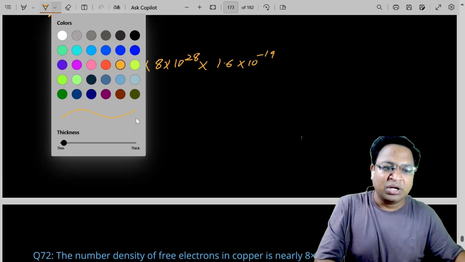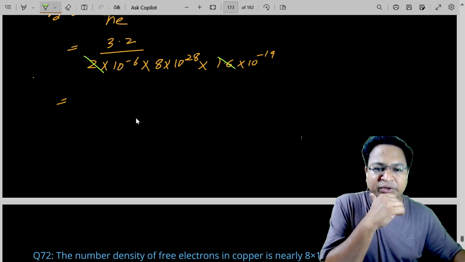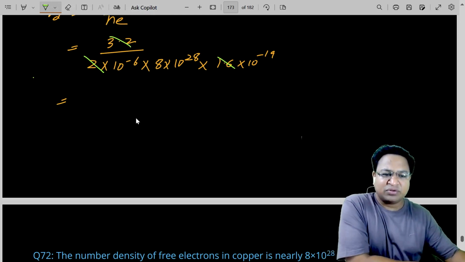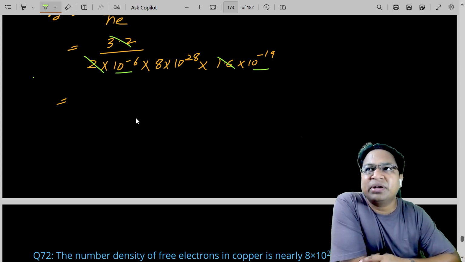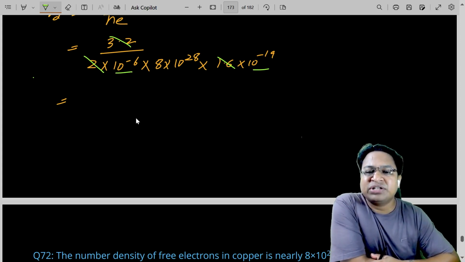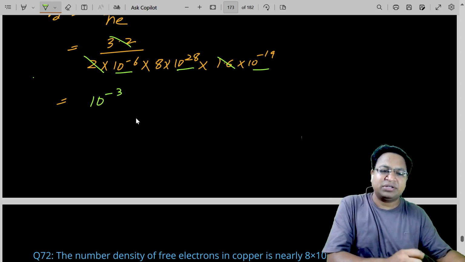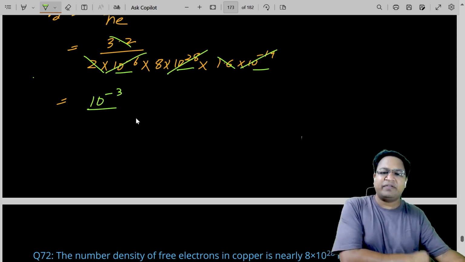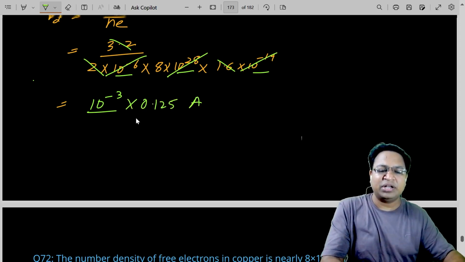So let's do that. See, 2 into 1.6 will cancel out with 3.2. And after that, we are only left with some powers of 10. So this is minus 6, this is minus 19. So combined, they become minus 25, and then this is 28. So 10 raised to power 3 is left, which we can take in the numerator, and it will become 10 raised to power minus 3. Now, we have adjusted everything, and we are left with 1 by 8. Now, 1 by 8 is 0.125. So this is what we are getting in SI units.